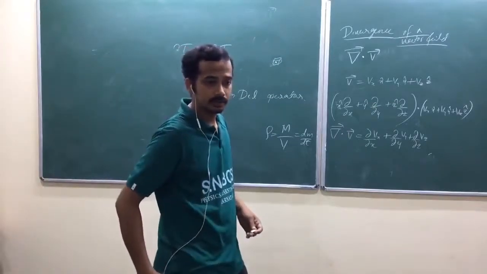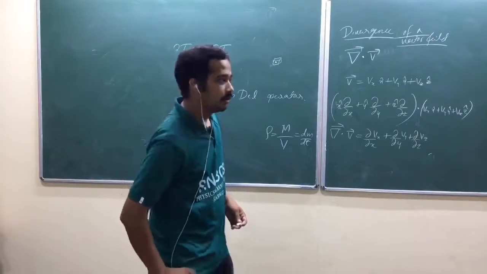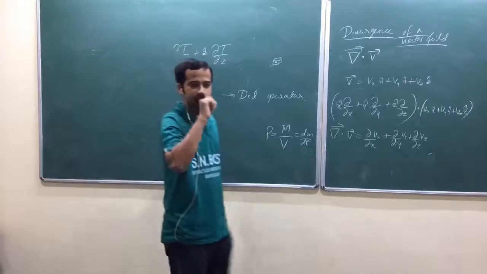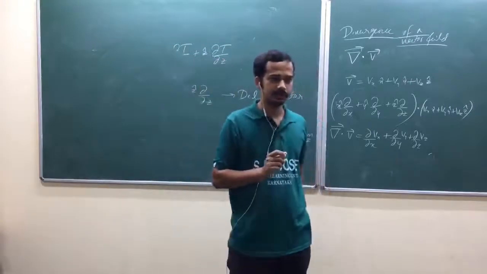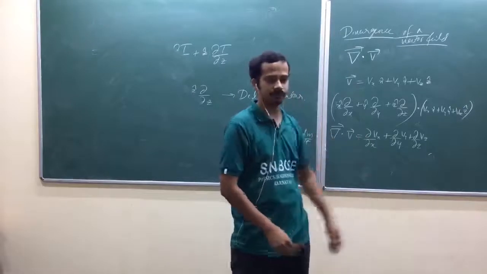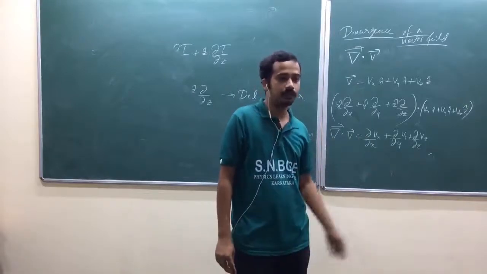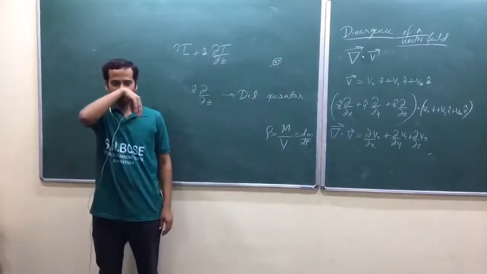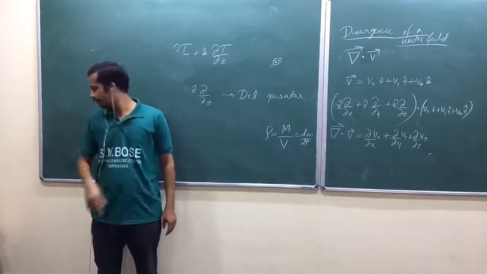Divergence? No, it's for a vector field, not for a single vector. A single vector means it's a constant. Am I right? If there is no variable in that vector equation, obviously this would be 0. It's for a vector field. Again, I haven't defined what is a vector field, isn't it? How do you define a vector field?